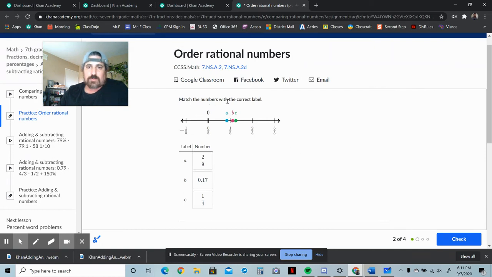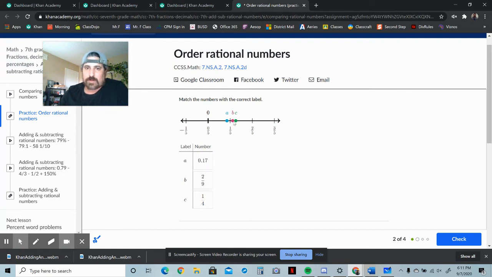So it says match the number with the correct label. All right, cool. So looking at this one, I might not have to use a whiteboard too much on this one. So we know that B is going to be 0.17, all right? Now, what is 1/5? 1/5 is going to be 20 over 100. So that's going to be 2/10, right? So this is 0.2. So we're looking for something that's less than 0.2 because 0.17 is less than 0.2. So it looks like this A value must be 0.17. So that must be A.